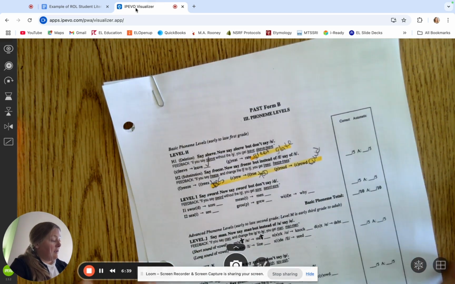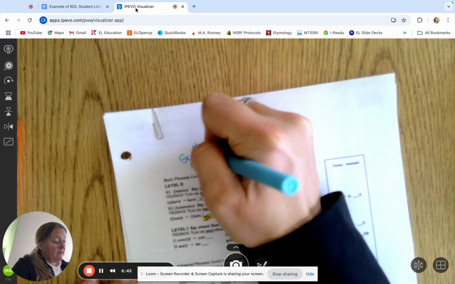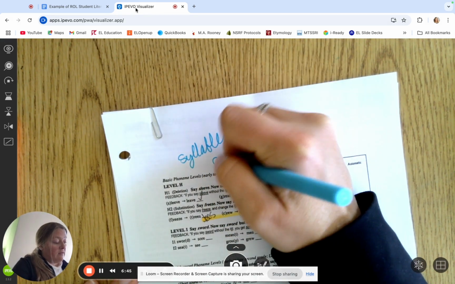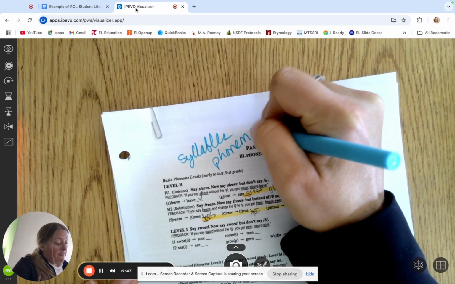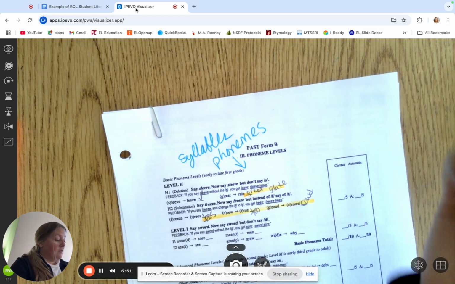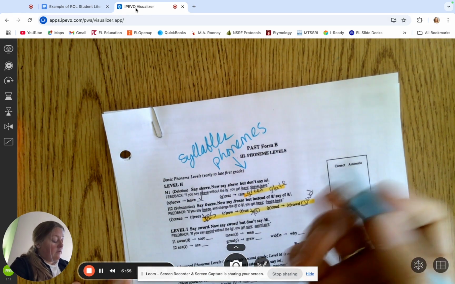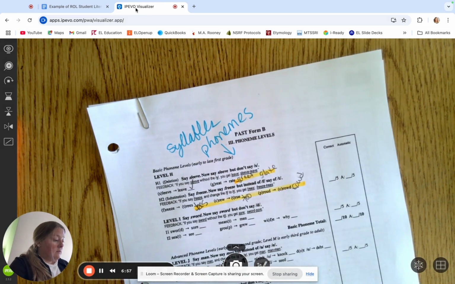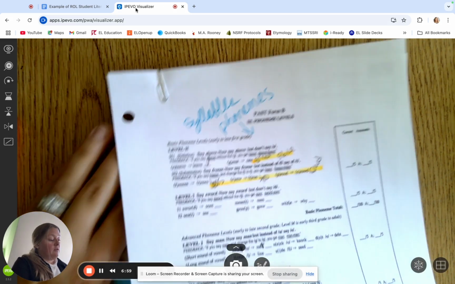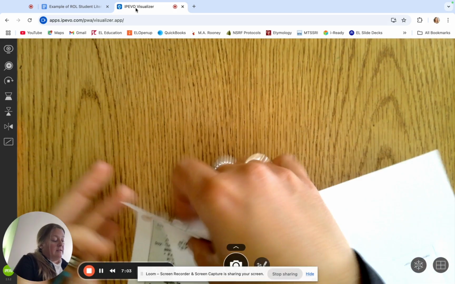So what I'm seeing is this student needs help with syllables and with phonemes. And we know that when we're working on phonemes with students that we want them to be able to blend and segment. So that's going to take up a lot of the work that I do with the student. This final assessment here, take this off.